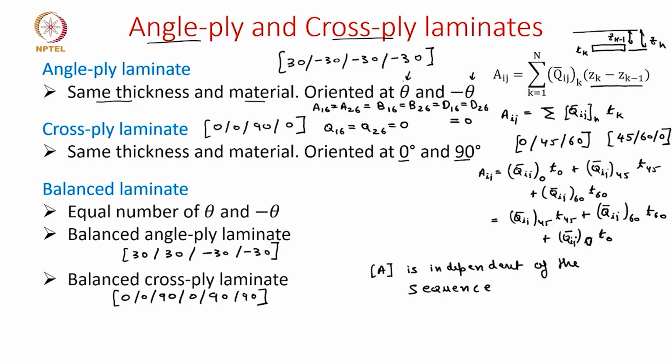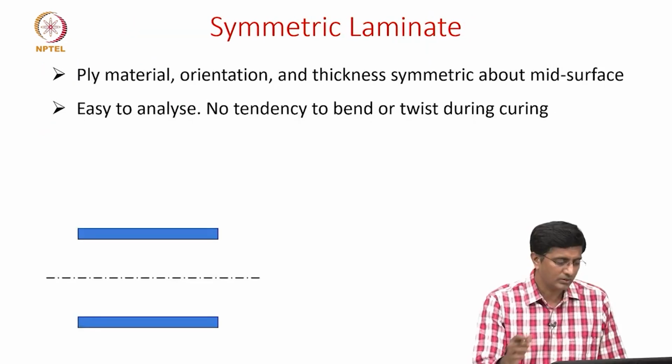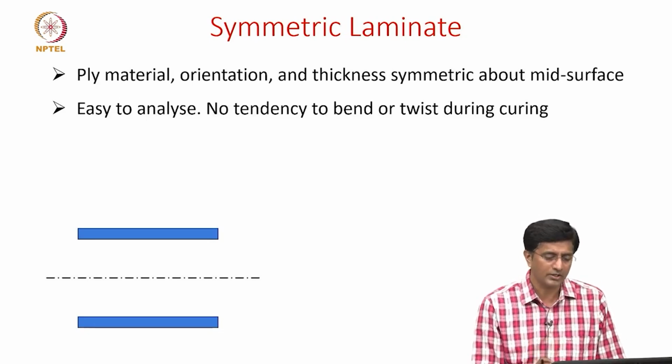I mean, you have the z square and the z cube terms, which are not like the thickness. There it really matters how far it is from the mid surface. Okay, now let's move to the symmetric laminate, which I have already discussed.